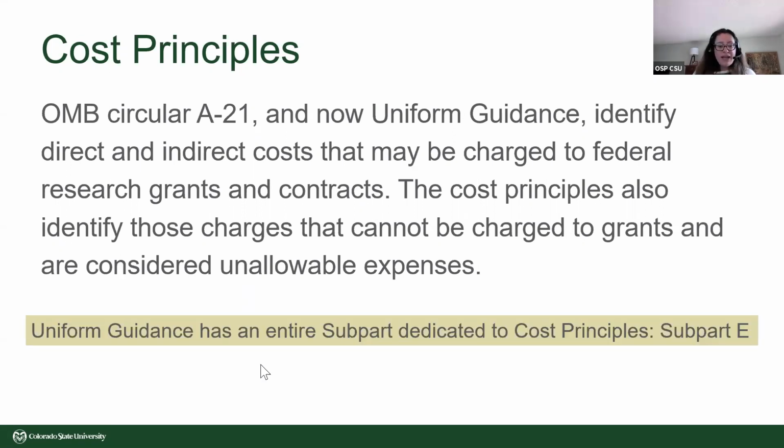So uniform guidance has an entire subpart dedicated to cost principles. And you should be familiar with at least the subparts of uniform guidance, right? A being your definitions, B being the general information, C is where you find pre-award guidance, D is post-award guidance, and now we're at E. The whole entire subpart E is dedicated to cost, allowability, allocability, reasonableness. So how can we put cost onto an award, a federal award? So that's what we're going to be dealing with today.